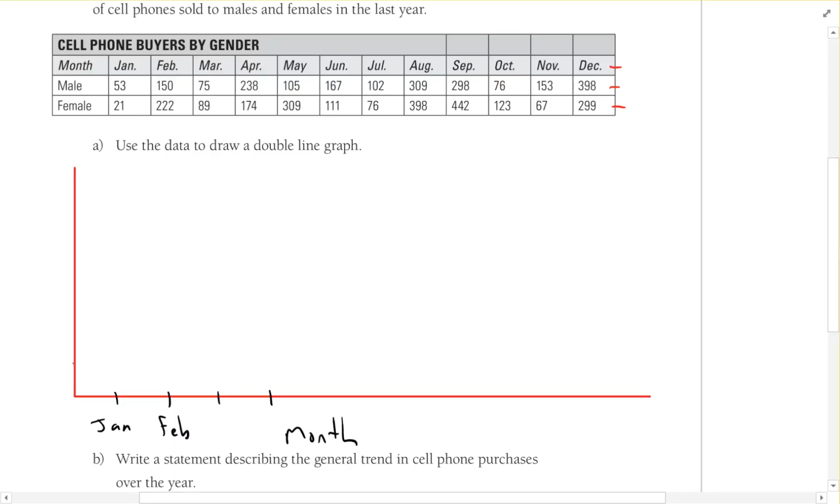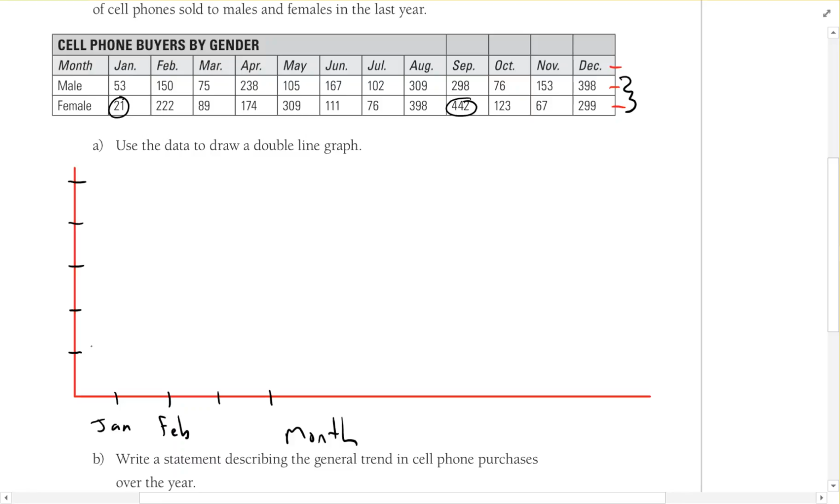And then up the left side, what we're going to need is these numbers. So those numbers that are in here, right? It starts at a pretty low number, like 21, and it goes all the way up to, it looks like the biggest number we've got is 442. Is that right? Yeah. So I need this graph to start at 0 and go up to probably 500. So what I would probably do is make 5 ticks. So 100, 200, 300, 400, 500.